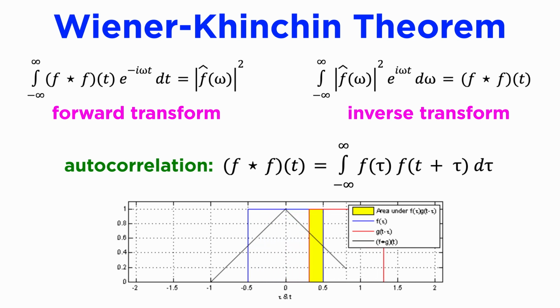As shown in this animation depicting the autocorrelation of a rectangle function, the autocorrelation is highest when there is maximal overlap between the function and its horizontally translated version, and here that overlap is maximized for no translation at all, or tau equals 0. The Fourier transform of that function gives the power spectrum of f directly.